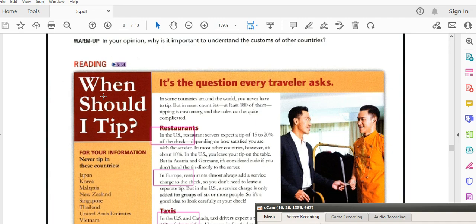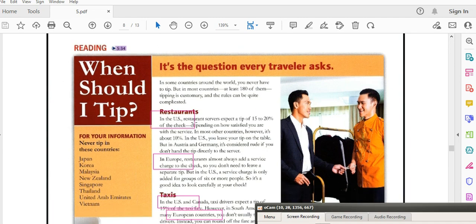Page 116. Reading. Read and listen. When should I tip? It's the question every traveler asks. In some countries around the world, you never have to tip. But in most countries, at least 180 of them, tipping is customary, and the rules can be quite complicated.